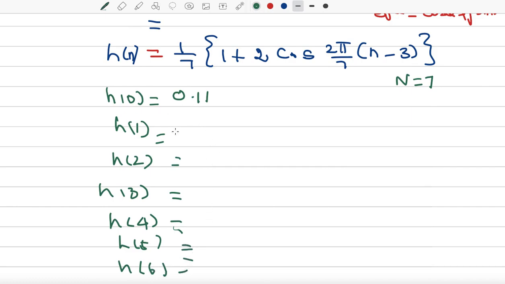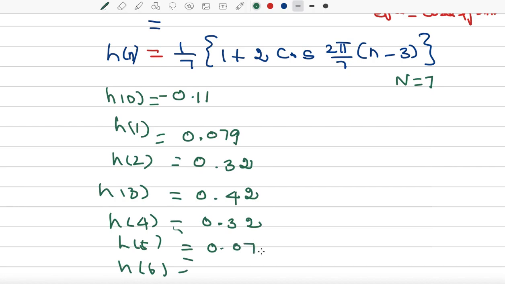So h of 0 will be equal to minus 0.11. H of 1, how will you get this? By substituting n equal to 1 in this expression, you will get h of 1, that is 0.079, and this one is equal to 0.32, and this is equal to 0.42, and this is equal to 0.32, 0.079 and 0.11. So these are all the values.